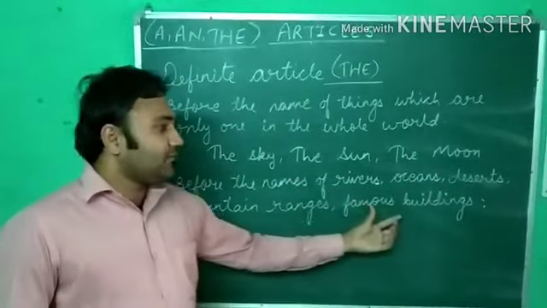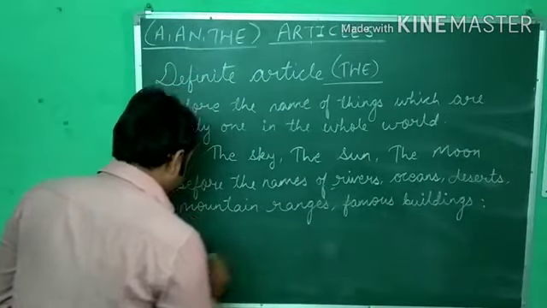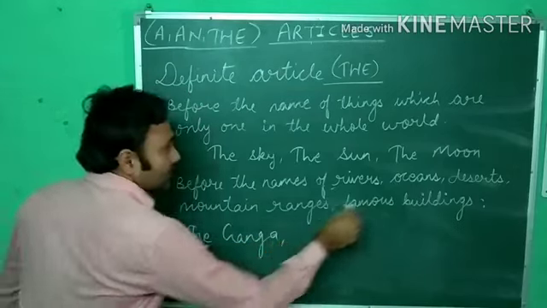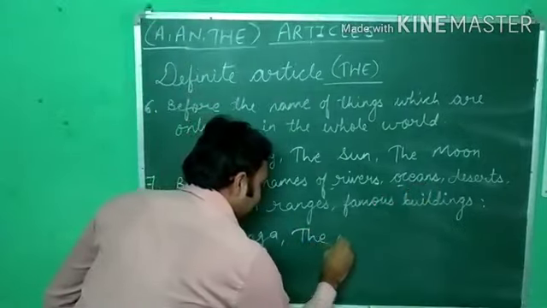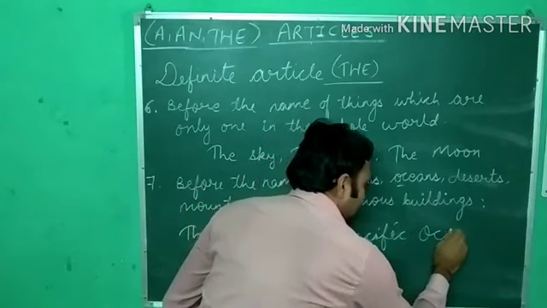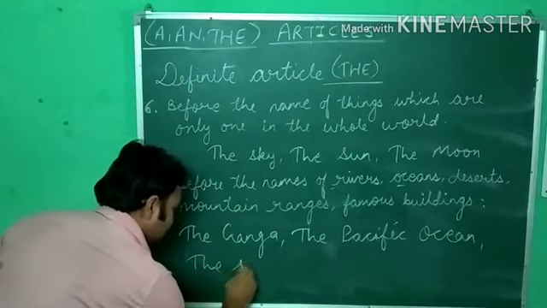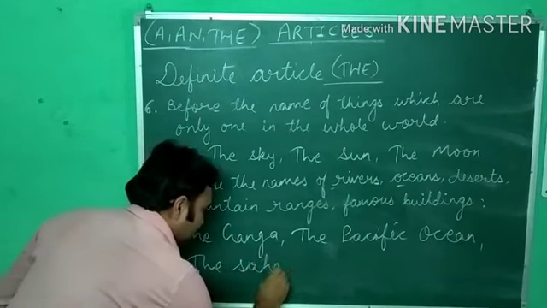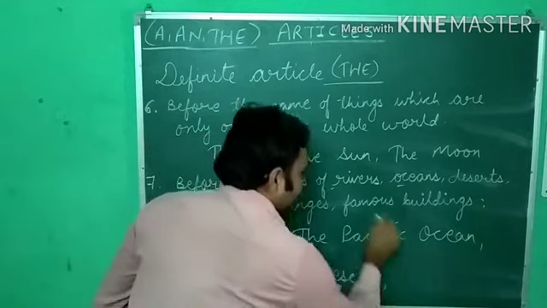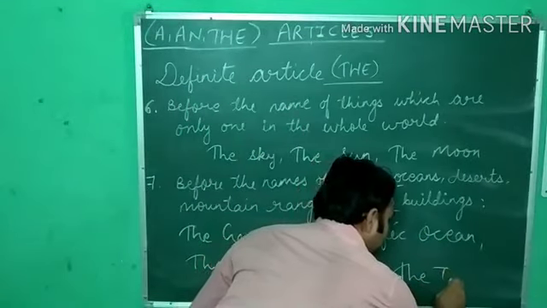The seventh rule of definite article the is we use the before the names of rivers, oceans, deserts, mountain ranges and famous buildings. For example, let us take an example of a river, the Ganga, the Pacific Ocean, the Sahara Desert. Famous building, what is that? That is the Taj Mahal.